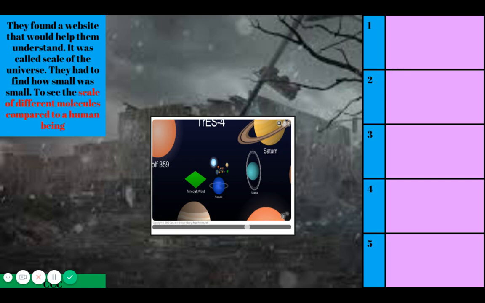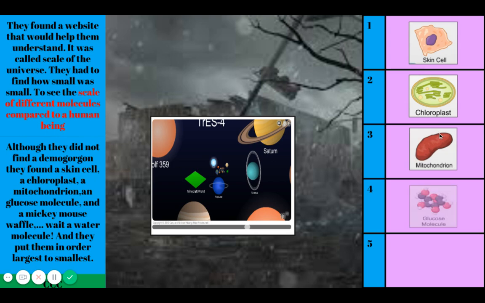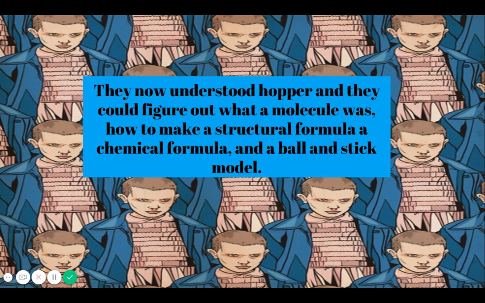They had to find how small was small to see the scale of different molecules compared to a human being. Although they did not find a Demogorgon, they found a skin cell, a chloroplast, a mitochondrion, a glucose molecule, a Mickey Mouse waffle, and a water molecule. And they put them in order largest to smallest. They now understood Hopper, and they could figure out what a molecule was, how to make a structural formula and a chemical formula, and a ball and stick model.